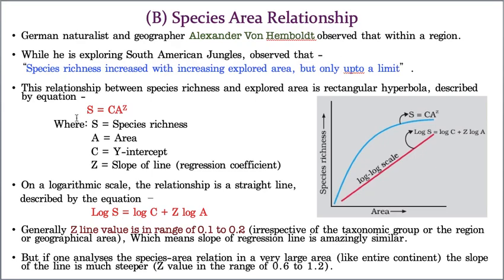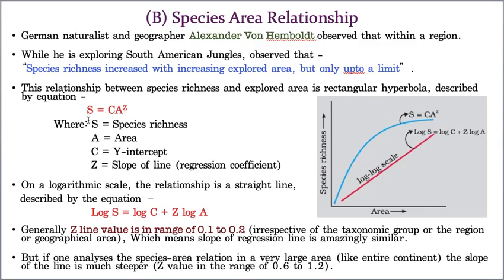Now, this relationship between species richness and explored area is a rectangular hyperbola described by a very simple equation, that is S = CA^Z. What does this equation indicate? S means species richness, that means the number of species. A means area. C means the y-intercept, whereas Z indicates the slope of the line. See, the slope of the line. Hope you understand. And it shows a rectangular hyperbola.